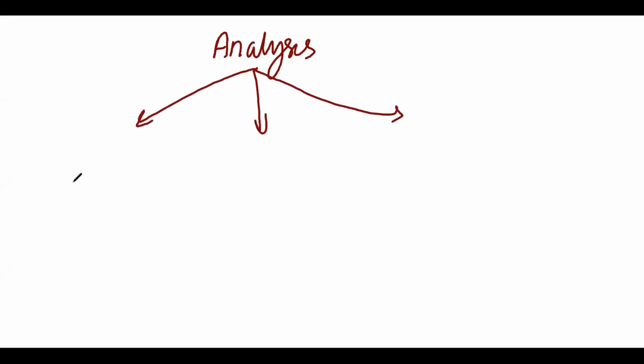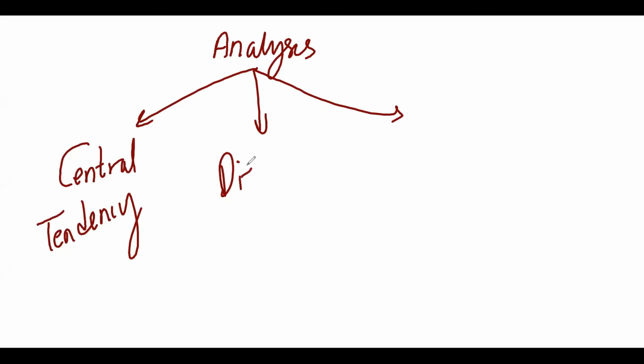So now we are going to study the three aspects, the analysis part, and we will understand how we can do these three analyses. One is called central tendency, and second is called dispersion, and third is known as distribution.